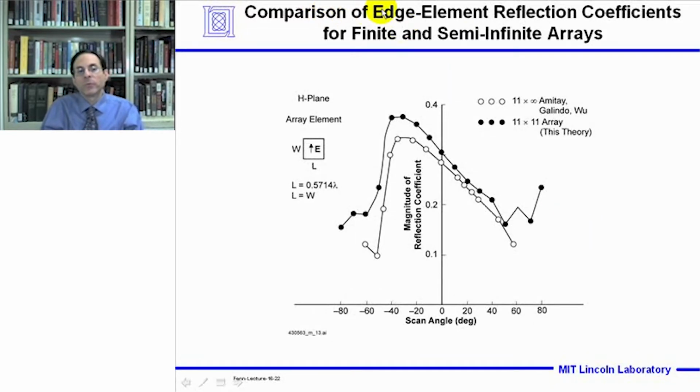Now here we're showing comparison of the edge element reflection coefficient for finite and semi-infinite arrays. The open circles are an 11 by infinite array by Amate, Galino, and Wu. And the solid dots are an 11 by 11 array, the center element, using the method of moments. We see the shapes are in good agreement versus scan angle in the H-plane. Again, this is for square waveguide elements with the length equal to 0.5714 lambda.